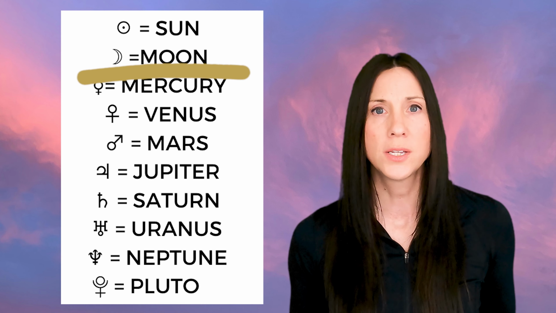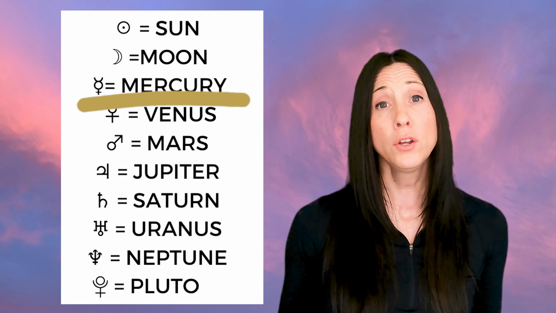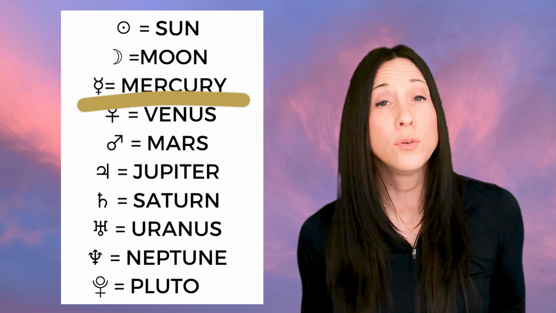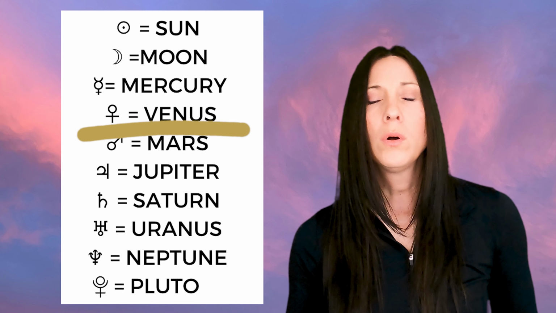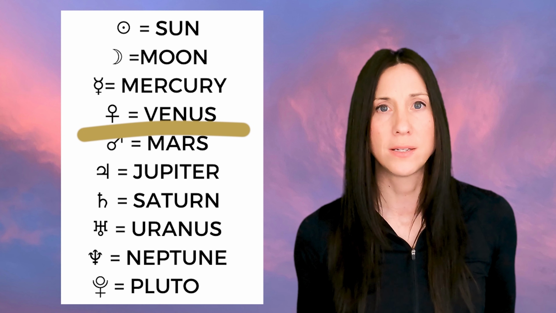The moon is your center for emotions. This is your mood and how you react and what makes you happy. Mercury is the thinking and logical part of you. This is your curiosity and your memory and communication. Venus is the part of you that wants to form relationships with other people. And it's what wants to feel cozy, safe, and stable.